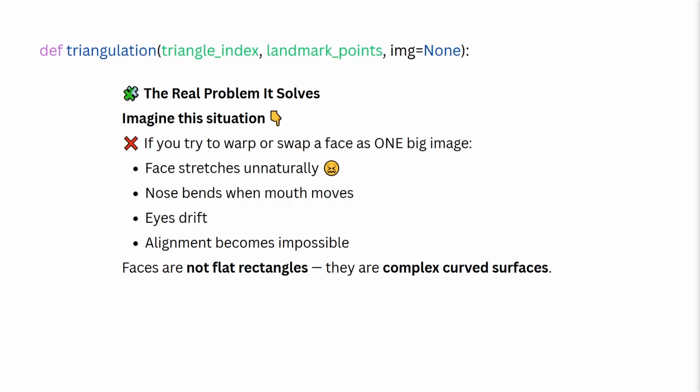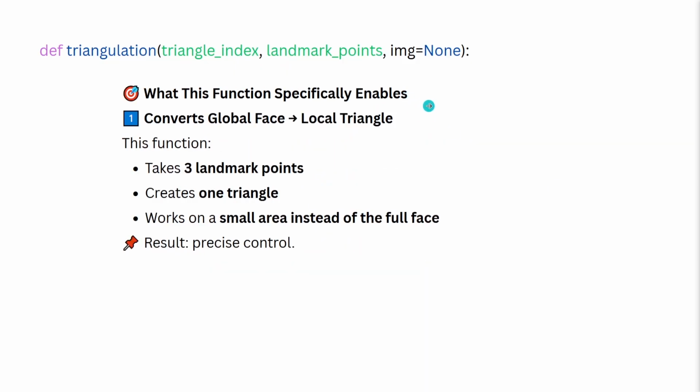They are complex curved surfaces. So if we do not use this function, we can face these kinds of problems. Now, what does this function specifically enable? It converts global faces into local triangles. This function takes 3 landmark points, creates one triangle, and works on a small area instead of the full face, and as a result, it can give you precise control.